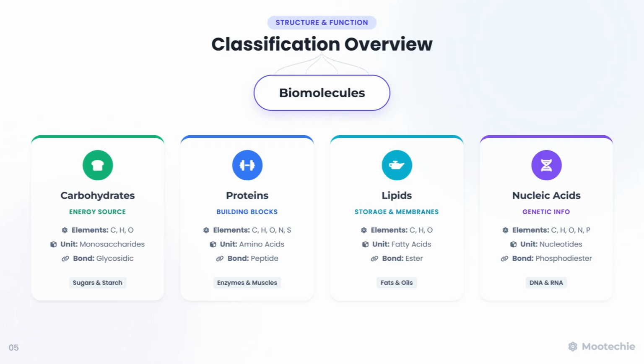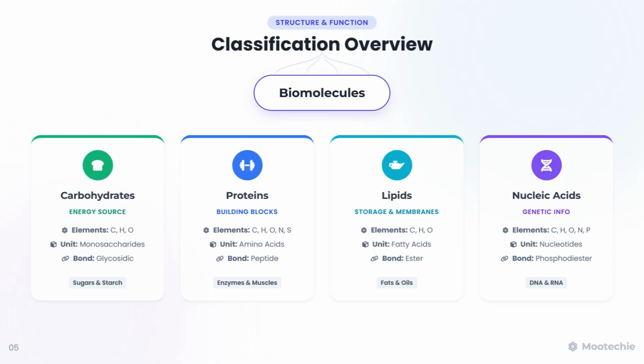And finally, nucleic acids. They carry the genetic info. Their elements are carbon, hydrogen, oxygen, nitrogen, and phosphorus. Their unit is nucleotides, joined by phosphodiester bonds. These are, of course, DNA and RNA.